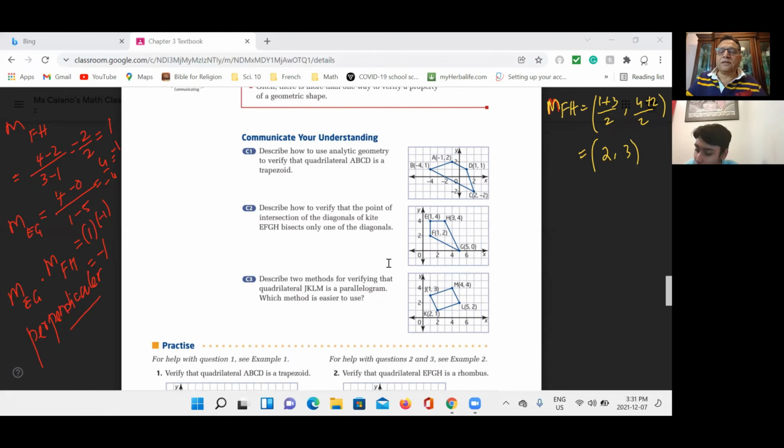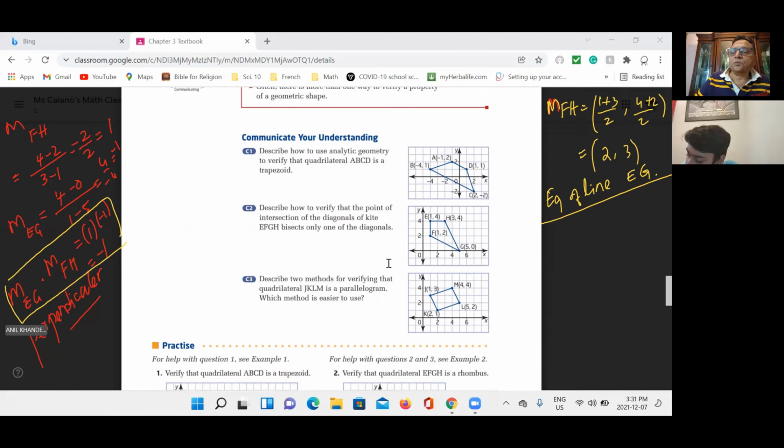Perfect. What is the equation of line EG? Find the equation of line EG. We already have the slope of EG, right? The slope of EG is negative 1, correct? Yes, sir. So you can now write down the equation.